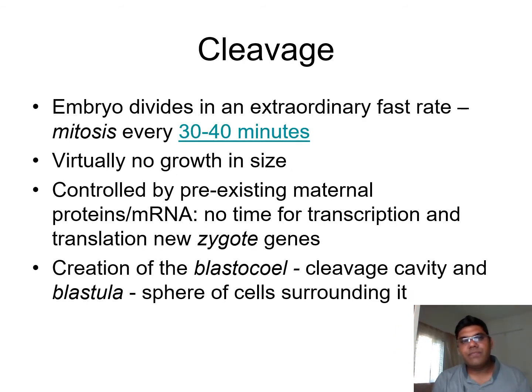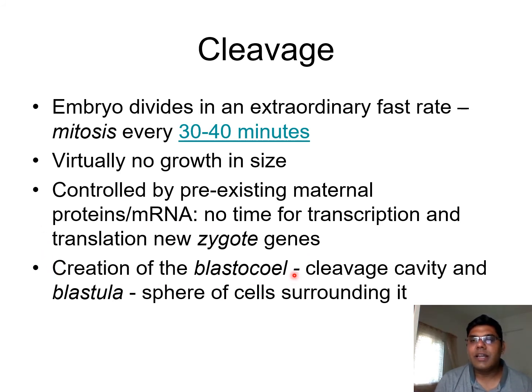During the cleavage, the embryo divides at an extraordinarily fast rate, and there will be cell division every 30 to 40 minutes. E. coli multiplies at the rate of 20 minutes, whereas at this stage in the embryo, cells divide at the rate of 30 to 40 minutes, and there is actually no growth in size, but it is controlled, and this whole process is controlled by the maternal proteins or mRNA. That means after fertilization, there is no time for transcription or translation of the new zygotic genes. Whatever is present inside the egg, the pre-existing maternal proteins and mRNA, controls the gene expression, the transcription and the translation. And there is a creation of the blastocoel.